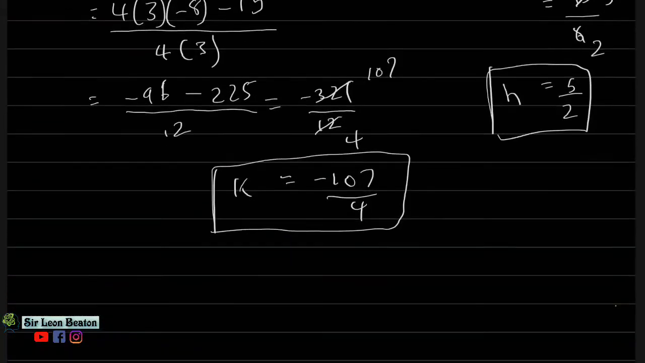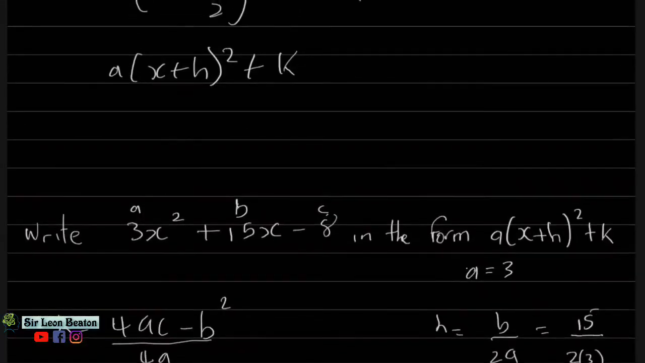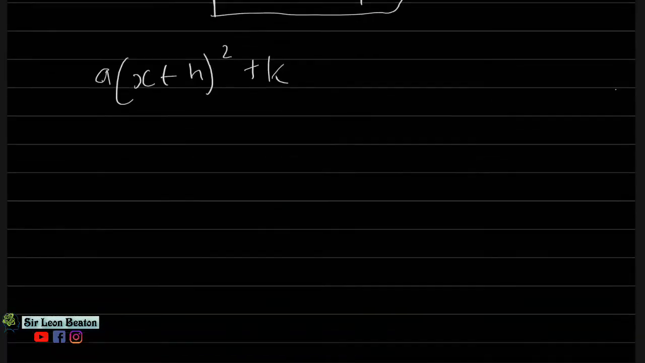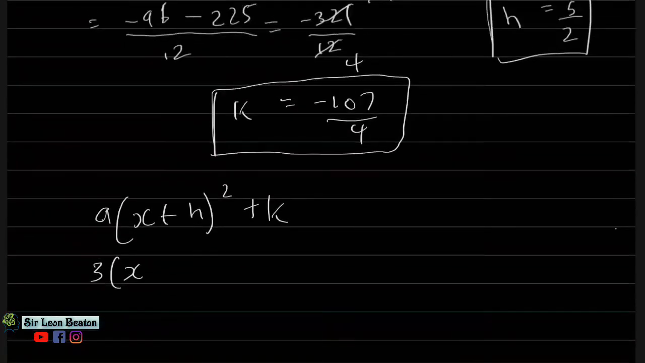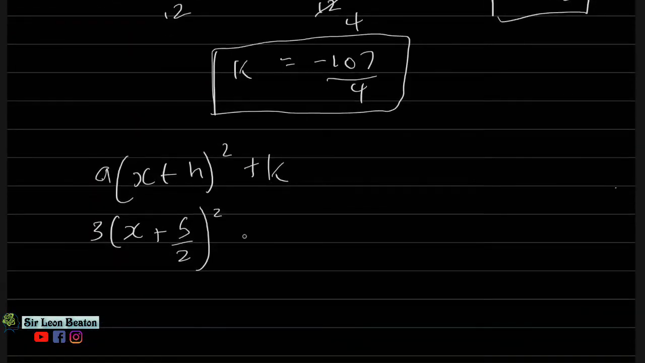So we know what is k, we know what is h, and we know what is a, and we want to express this in the form a open bracket x plus h squared plus k. And we know we found a to be 3. So wherever we see a, we'll put 3 open bracket x, and we found h to be 5 over 2, x plus 5 over 2 all squared, and we know k is negative 107 over 4. And that is how you complete the square, that is how you express this into this form using the formula for h and k.